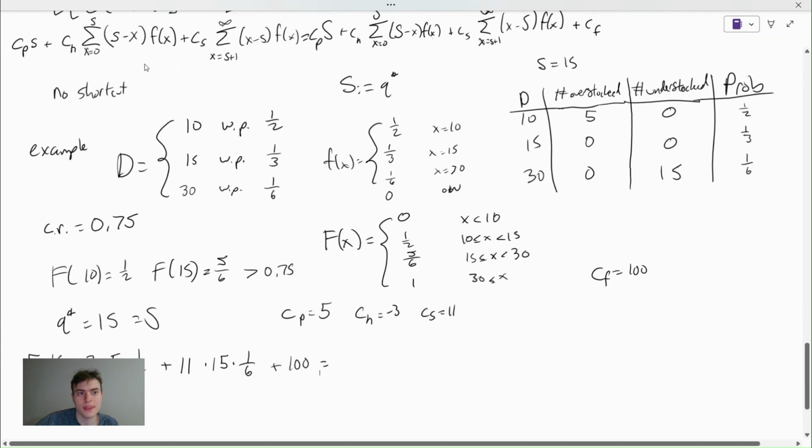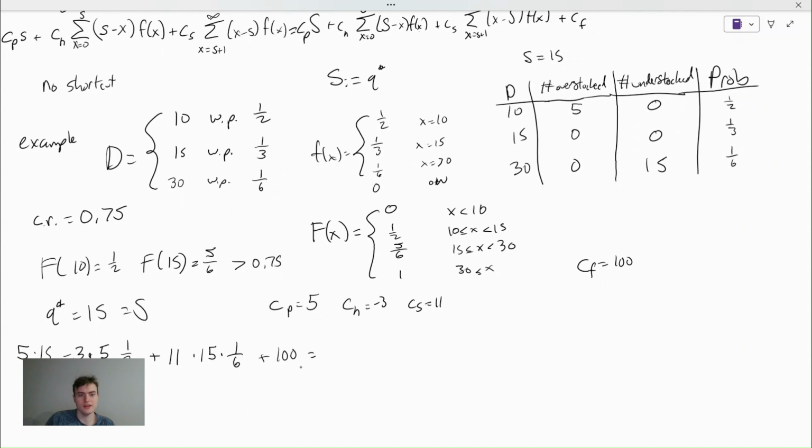So on this left side, we have still CP times S plus CH times the number overstocked. So the overstocked is just going to be, when we're less than 15, we have this 1/2 probability, and the number we're overstocked is S minus 10, right?